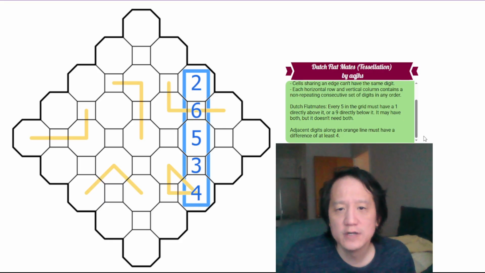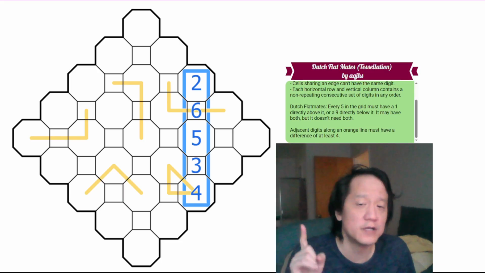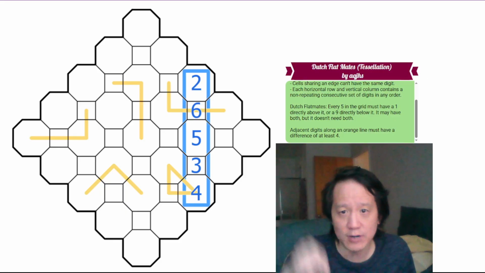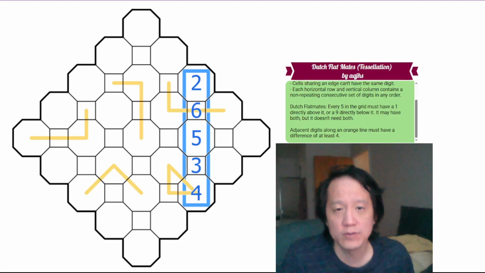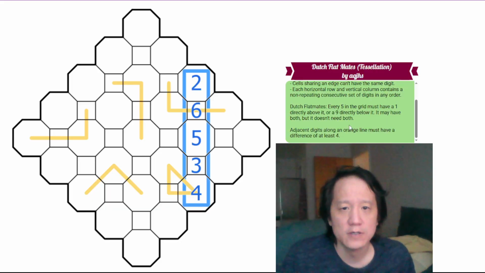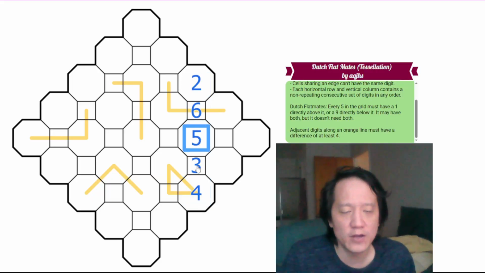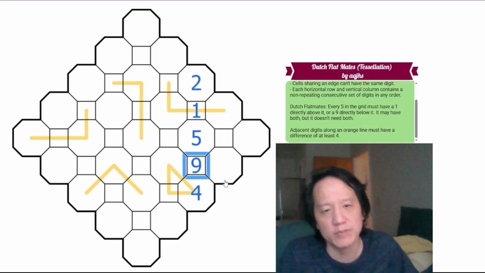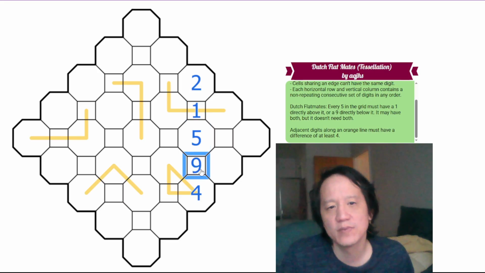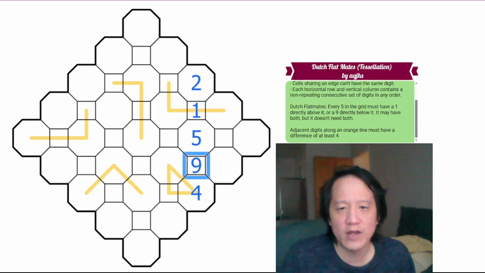We have Dutch flatmates, where every 5 in the grid must have a 1 directly above it or 9 directly below it. It may have both, but it doesn't need both. Interesting. So this is actually not valid because we don't have a 1 above this 5 or a 9 below it. So that is not valid because of Dutch flatmates. Every 5 has to have at least one of these two. So that's an example of how Dutch flatmates work.